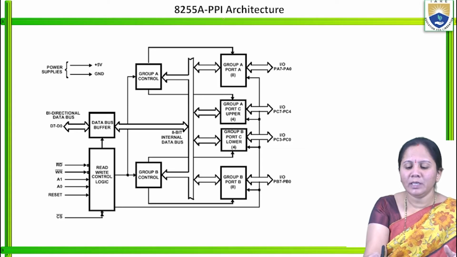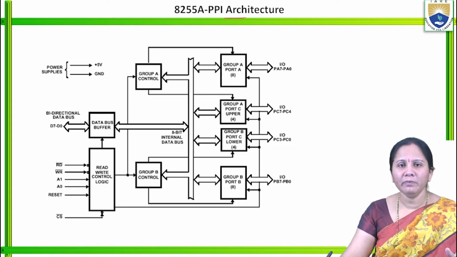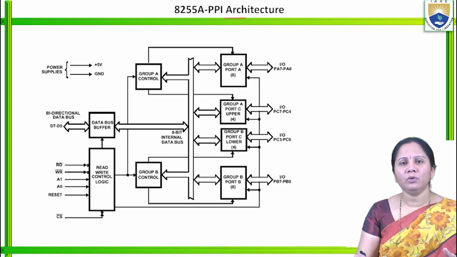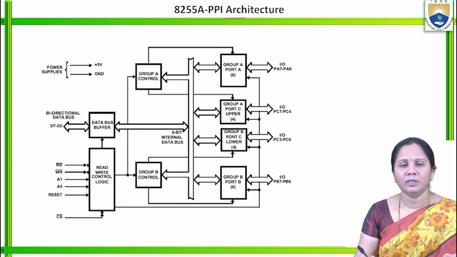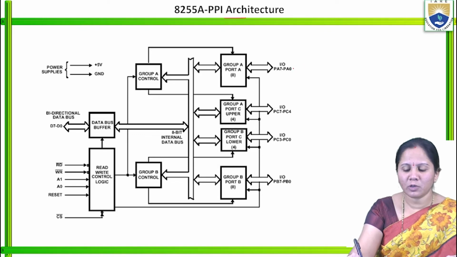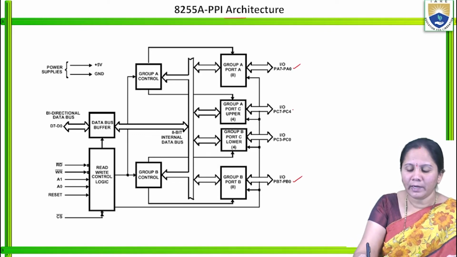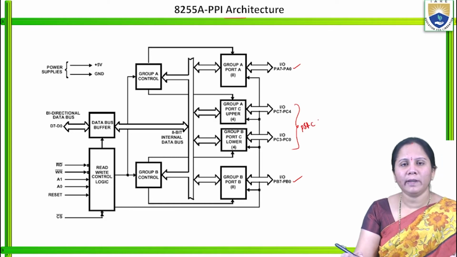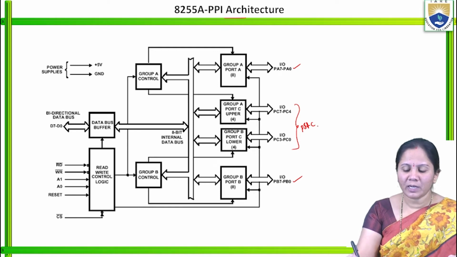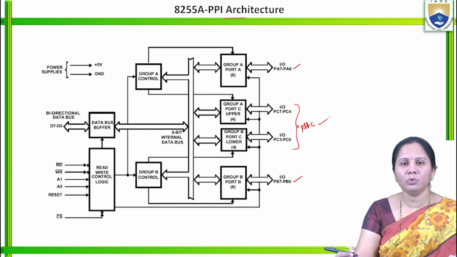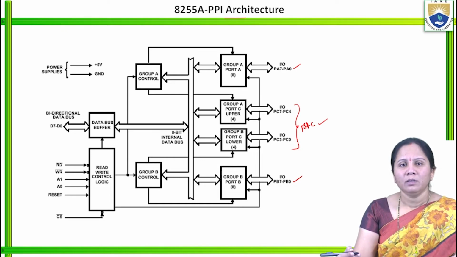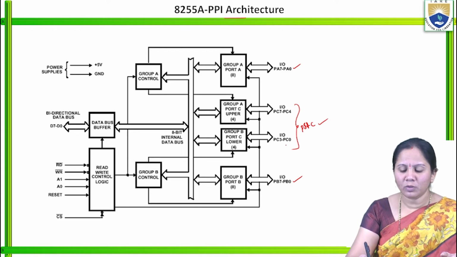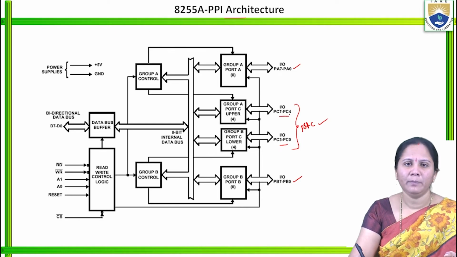And next one is the architecture of the 8255 IC. As we know, this 8255 consists of 3 ports. Here the 3 ports are port A, port B, and port C. All these are 8-bit ports. Each port is a bidirectional port. But port C is divided into 2 nibbles, the lower nibble and the higher nibble.